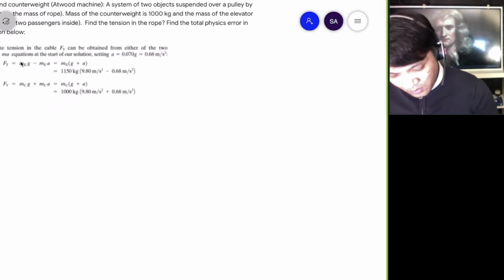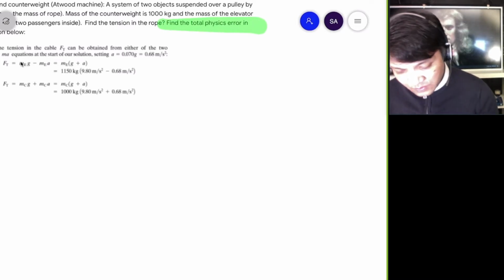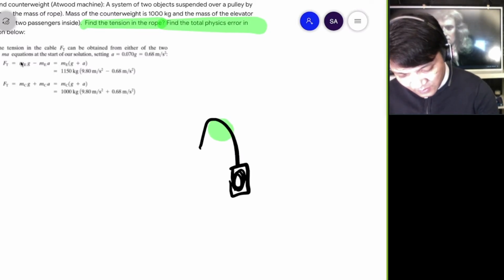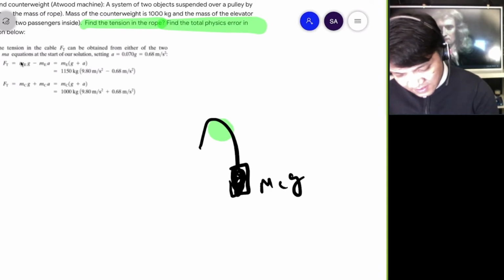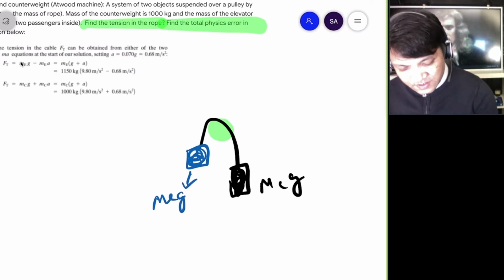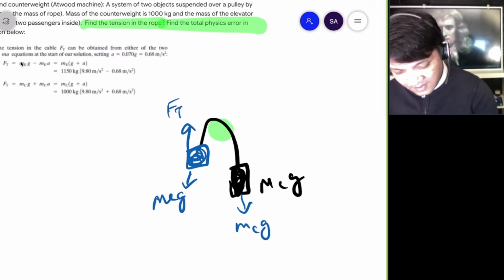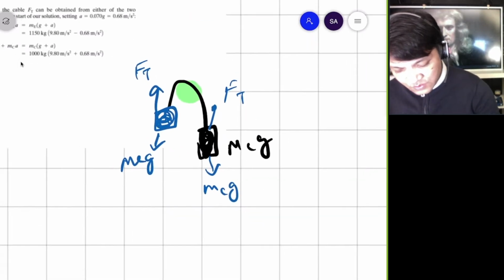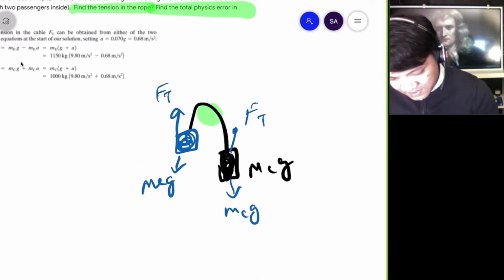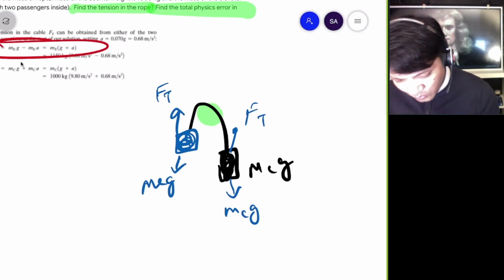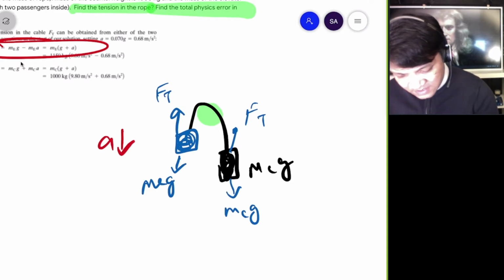How many mistakes are in this problem? The problem is to find the total physics errors, and the solution is tension. As we solved before, this is a pulley with two masses hanging on it. One is MCG, and one is MEG. This is MCG, this is MEG, and this is FT, and this is also FT. I see the mistake right here.